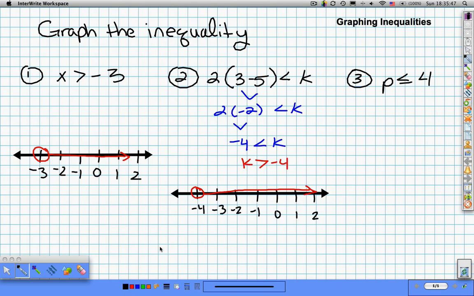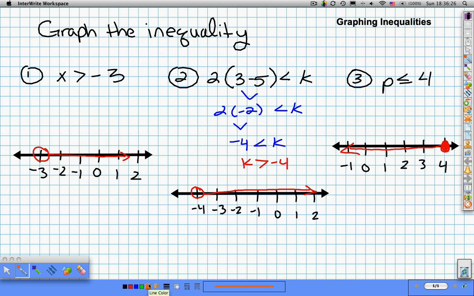Now, our last one, we don't have to do anything, which is nice, but it says p is less than or equal to 4. So let's go ahead and draw our line. Now, p is less than or equal to 4. So that means we're going to have 4 on this side, and p is actually going to decrease as we move to the left. So let's put 4, and then 3, 2, 1, 0, and -1. Now, since it says p is less than or equal to, this time it's actually going to be a closed circle because it has that little equal to bar. And since it's less than, that means it's going to decrease. It's going to go to the left.